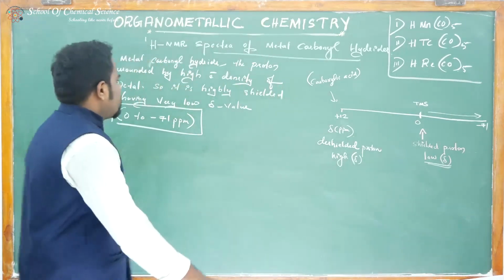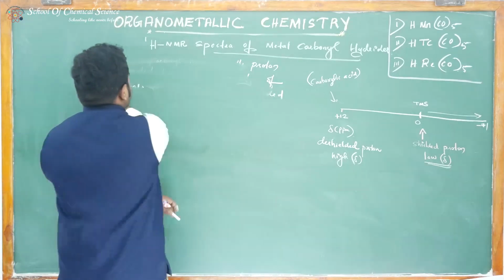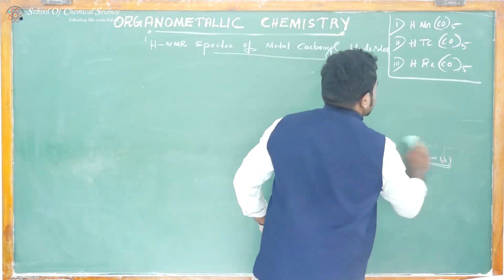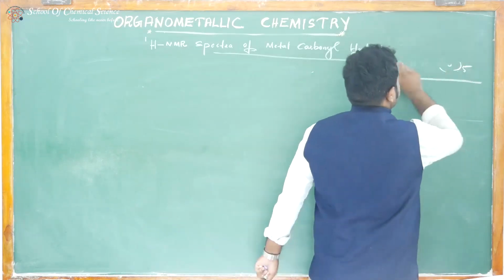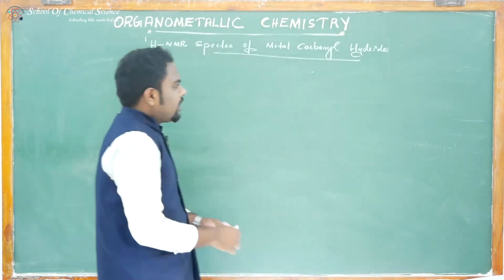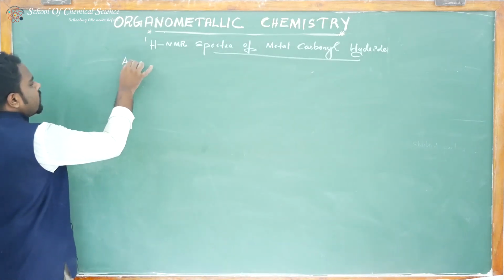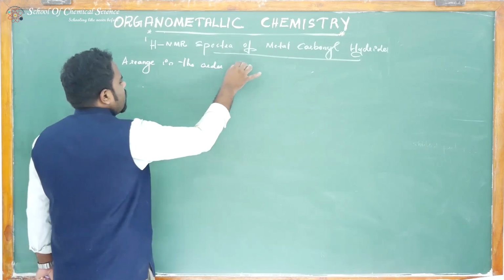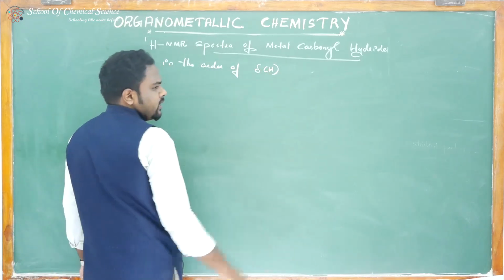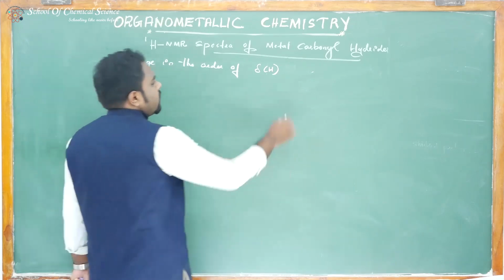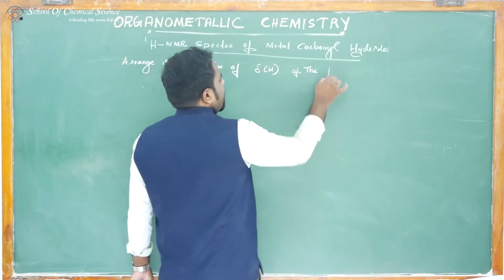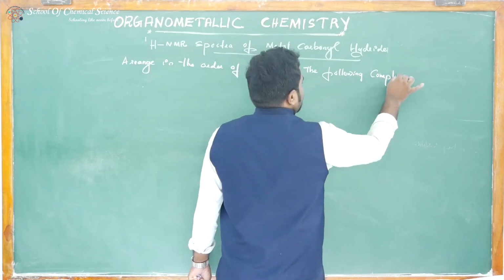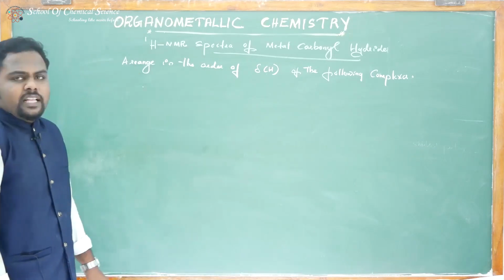Okay, so write a question. Question: arrange in the order of delta H, meaning H1 NMR chemical shift, of the following complexes. You have to arrange in the order of delta value.